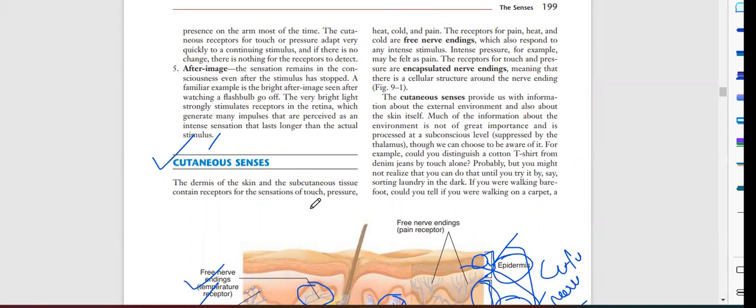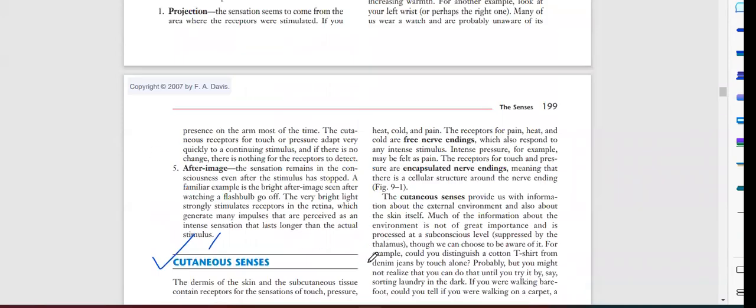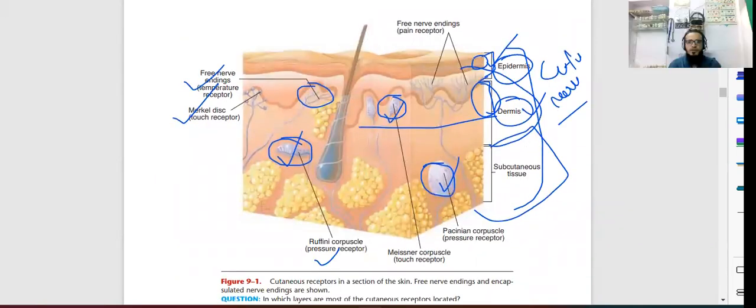और किसी चीज का प्रेशर का, और किसी चीज के टच का, ये सब चीजें आपको डर्मिस और सबक्यूटेनियस में मिल जाएँगी। The receptors for pain, heat, and cold are free nerve endings. So already explained, these are the free nerve endings.